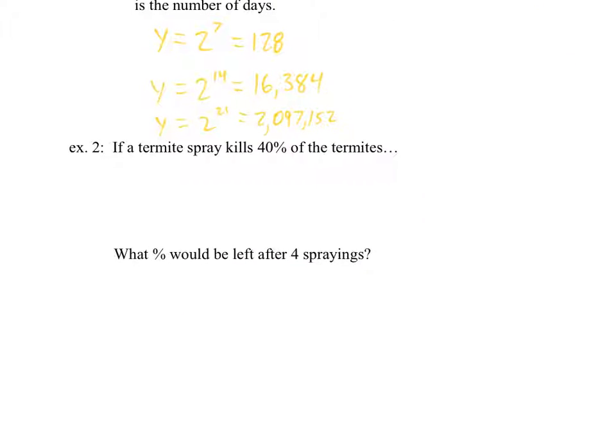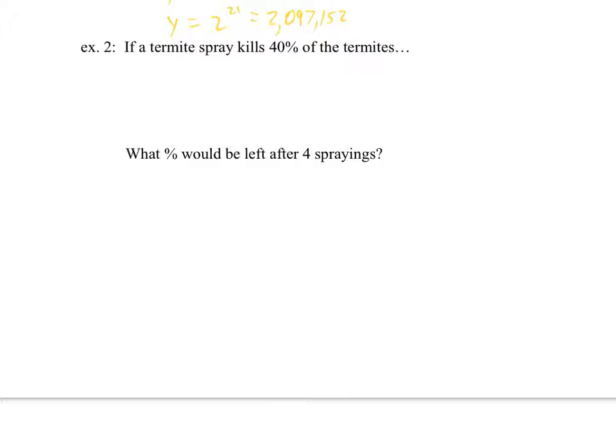Okay, moving on. Termite spray kills 40% of the termites. I said typically we'd give you the equations. This time I didn't. But if we want to figure out how many termites are left, so I have termites. I'm going to spray for them. How many are left after one spraying? What percent? 60%. Nice. If I kill 40, I'm left with 60. So my equation is going to be y equals 0.6 or 0.60 if you want it to look like 60% to the x. Where x is going to be the number of sprayings, 60%'s left.